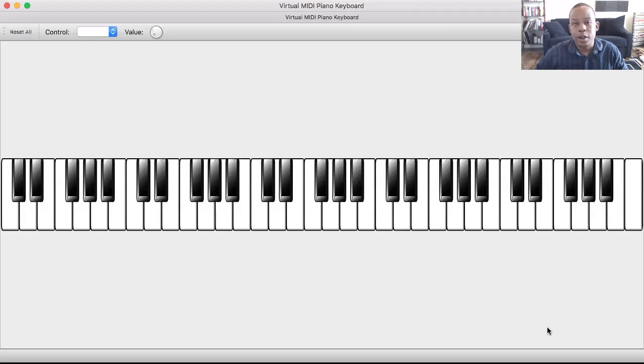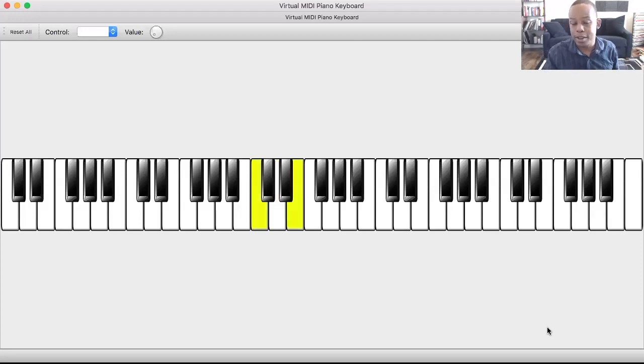So now that we have talked about notes, let's talk about intervals. So what is an interval? An interval is the distance between two notes. So for instance, if I have the note C, then C to D is going to be a second.